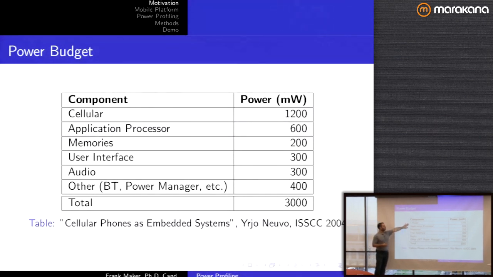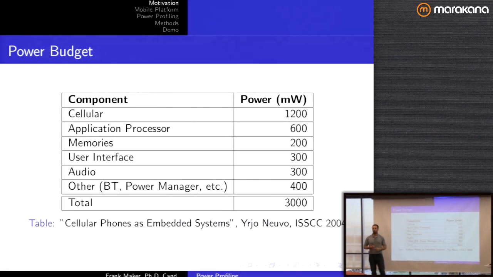And the main one is the cellular, so that would be the baseband. So that means anytime you're making phone calls or doing data over the cellular radio. So that's the big one.